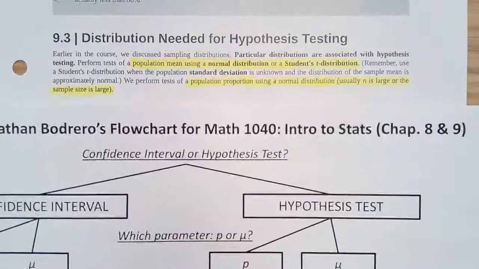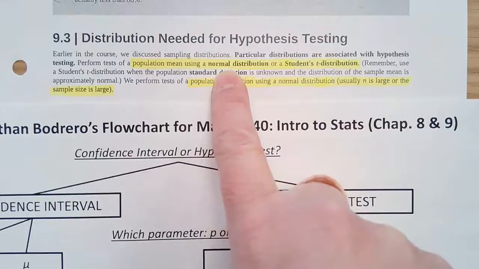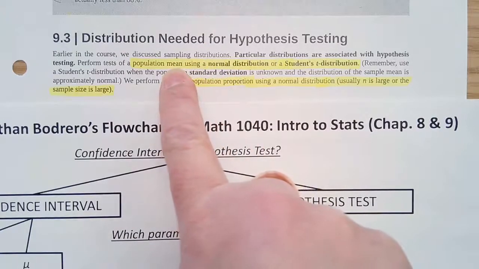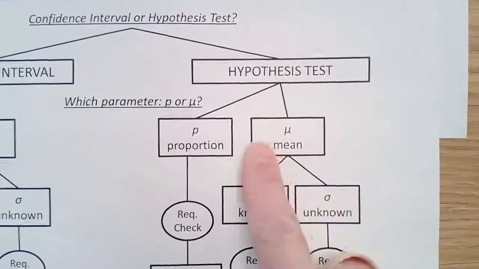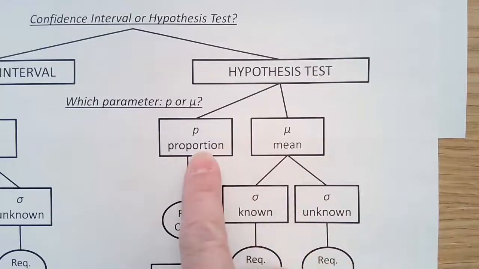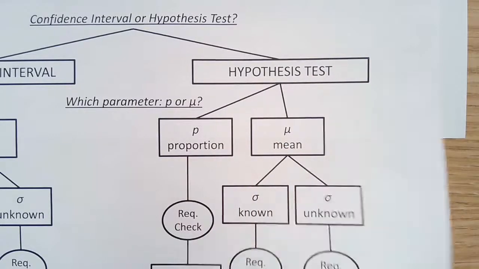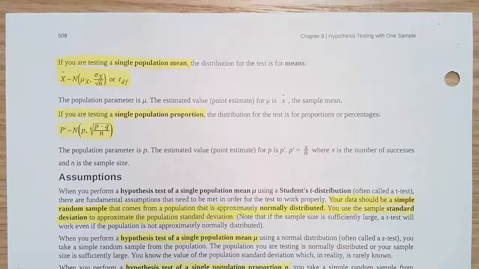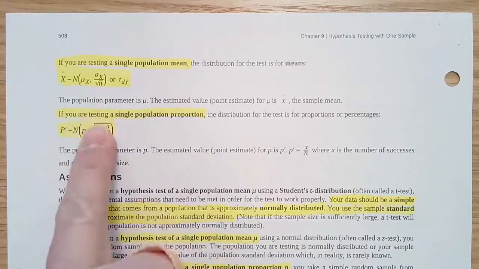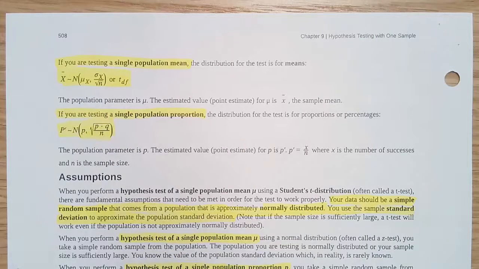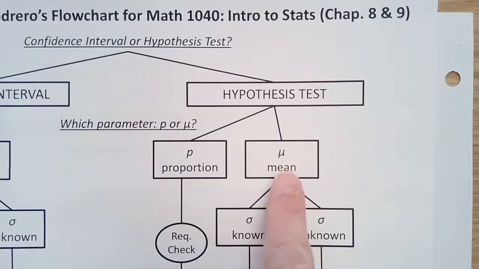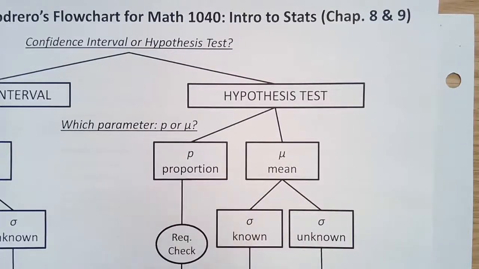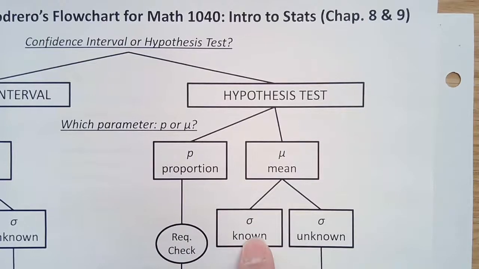So for this, they're talking about doing it for a population mean or a population proportion. Population mean or a population proportion. Okay, same thing. Now all of this here is the notation for doing those hypothesis tests. But really, we're just going to do the hypothesis test for the mean or for the proportion. And we either know the population standard deviation, which is rare, or we don't know it.